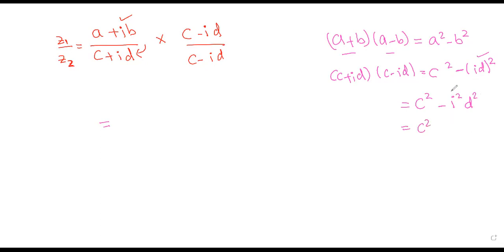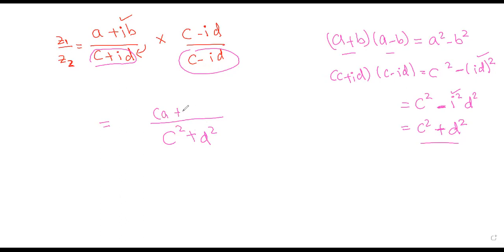Since iota square itself is minus 1, minus into minus 1 would be plus, and we have d square, right? So we have c square plus d square. So the denominator would basically become c square plus d square, right? And in the numerator, we have a plus iota b, and we have c minus iota d. And multiplication is easy, but are you clear with the denominator? Because this was the new thing.